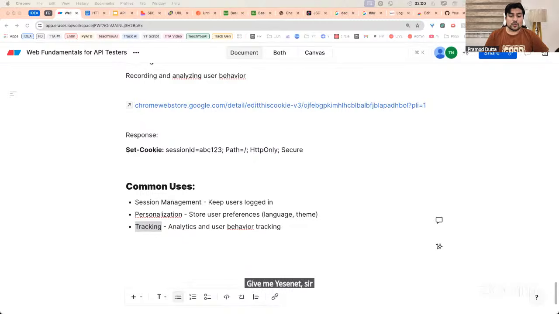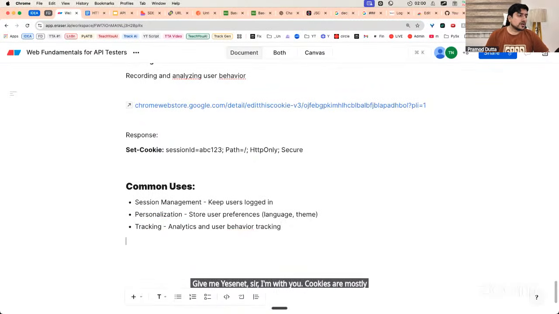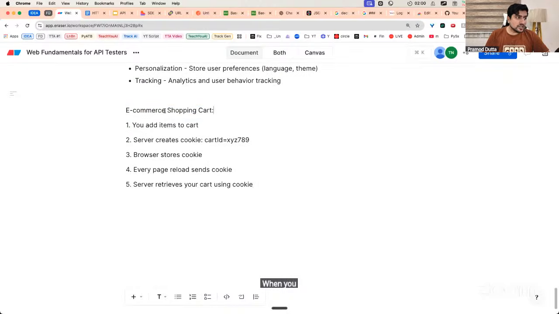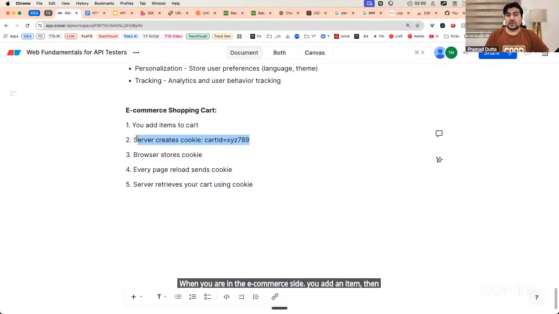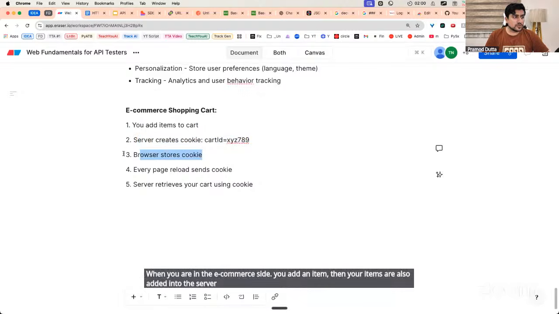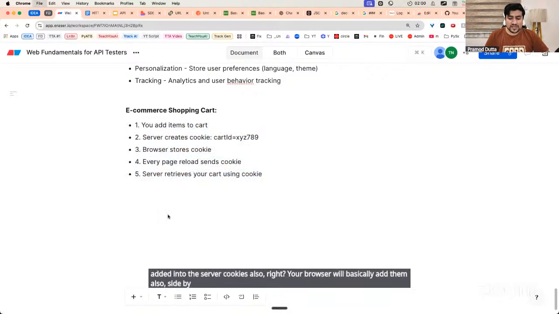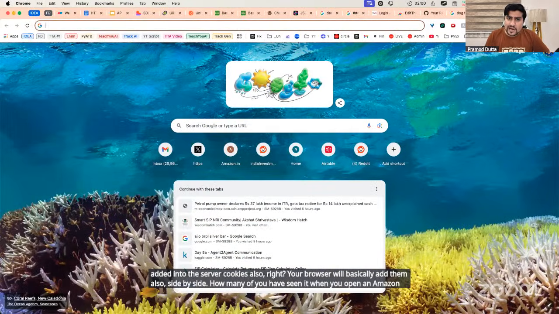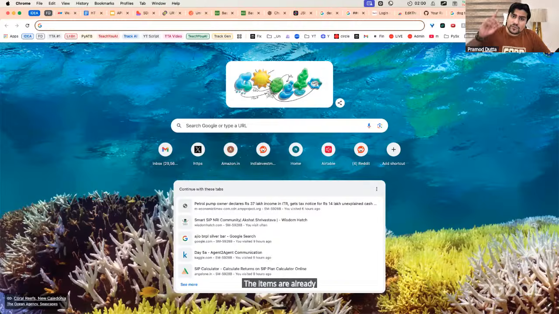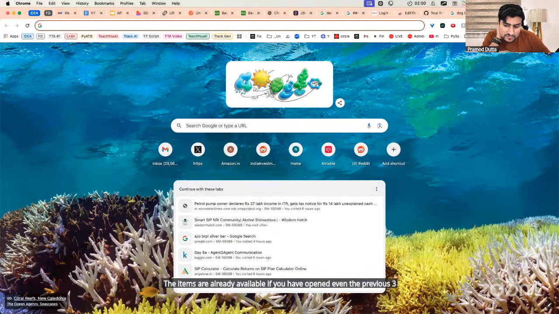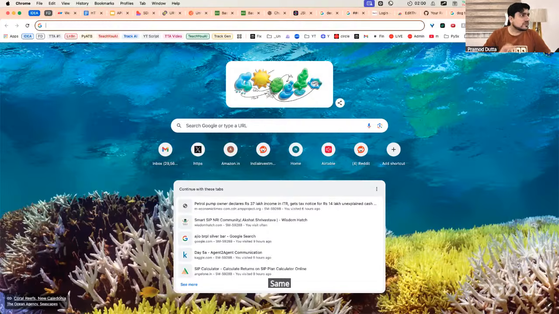Cookies are mostly used when you are on an e-commerce site. You add an item, then your items are also added into the server cookies. Your browser will add them side by side. How many of you have seen it when you open Amazon.com? The items are already available even if you had opened it 3 days back. The same thing happened because of a cookie.